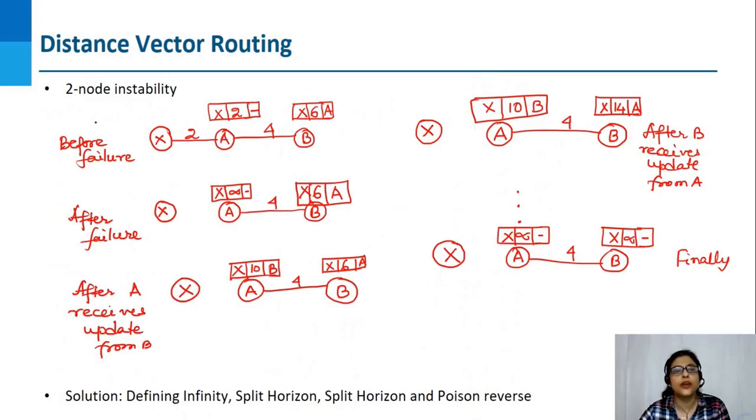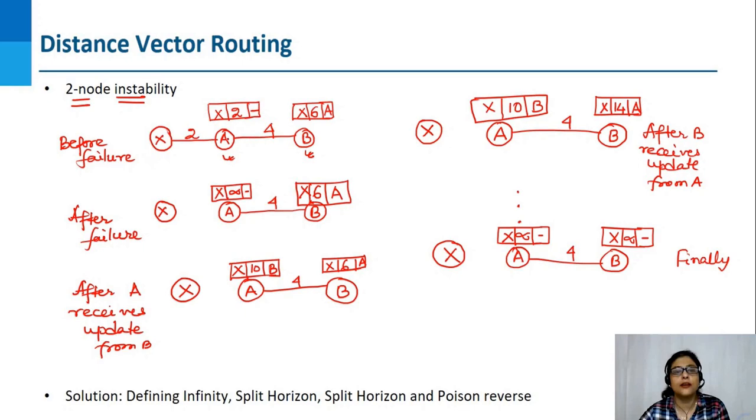Now, distance vector routing suffers from one major problem that is called instability. Now, let us understand what a two-node instability is all about. Let's say we have two nodes A and B which are directly connected to each other with a cost of 4, and A is connected to node X with a cost of 2.